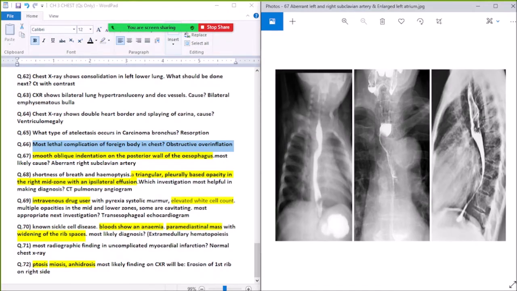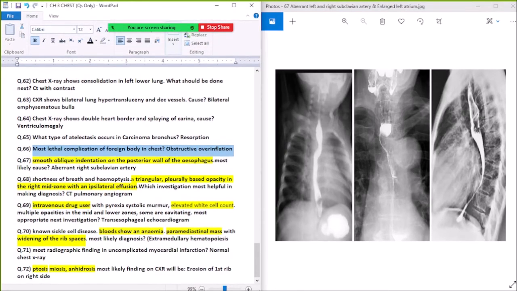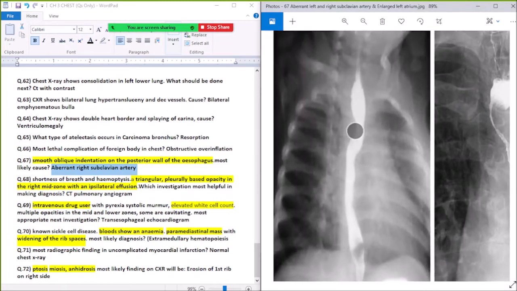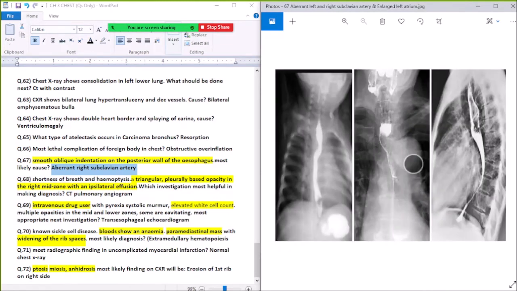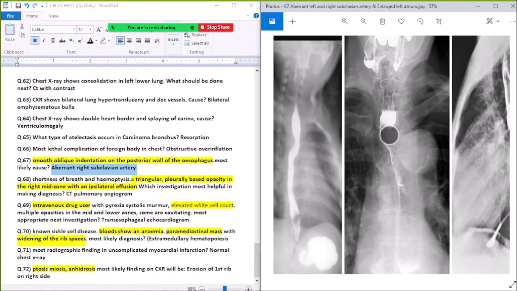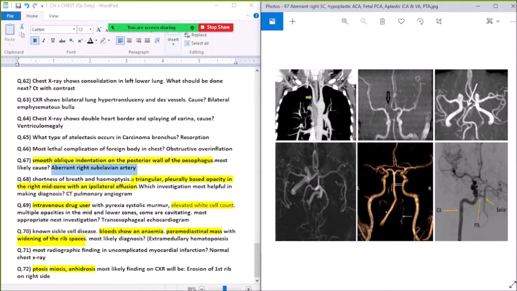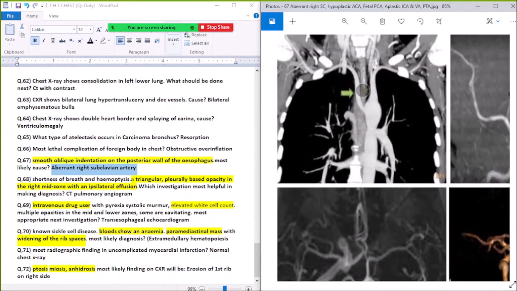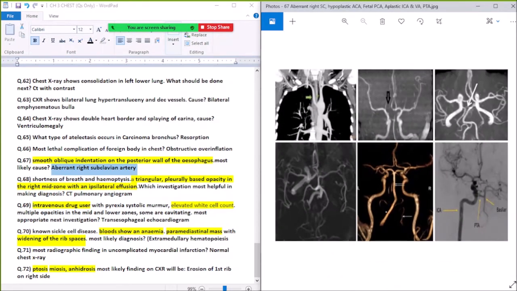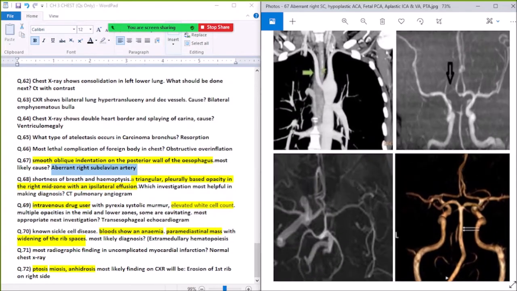And the next question, number 67. Smooth oblique indentation of the posterior wall of the esophagus is most likely caused by an aberrant right subclavian artery. Anterior wall indentation: aberrant left subclavian artery. Again, smooth oblique indentation of the posterior wall of the esophagus: aberrant right subclavian artery.